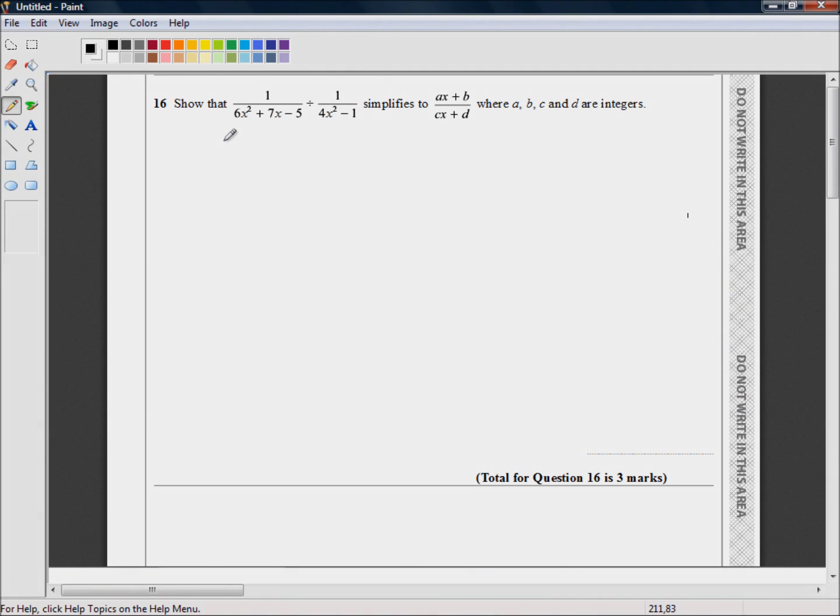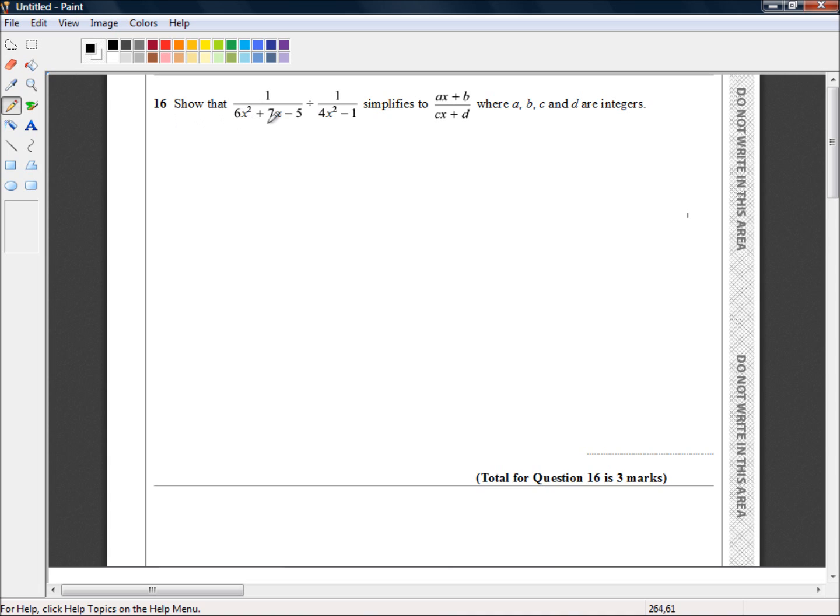Hello and welcome to the new style Edexcel GCSEs. These are the ones that go from grades 9 through to grade 1. This is paper 1MA1/2H. It's the second paper in the higher tier. It is a calculator paper, so we are allowed to use calculators. And we're picking up in question 16.